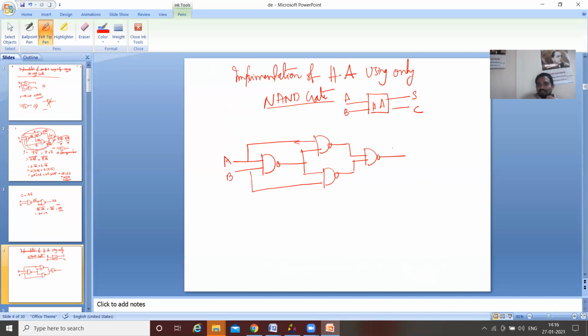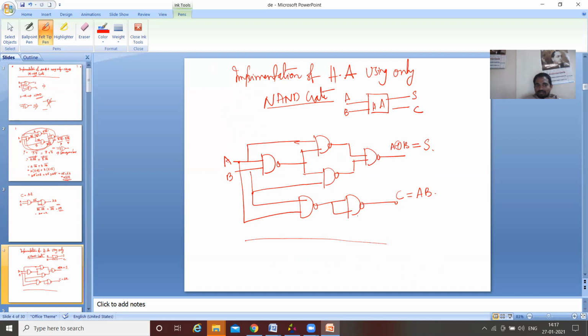Here we got A exclusive OR B, which is equal to sum. And next, A AND B is required. This is B and this is A, and these two, and again, this is C is equal to A AND B. This is the complete implementation of the half adder using only NAND gates.